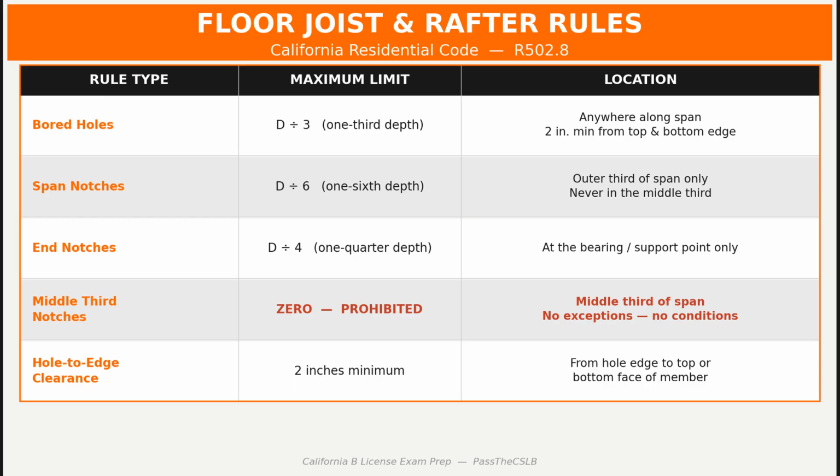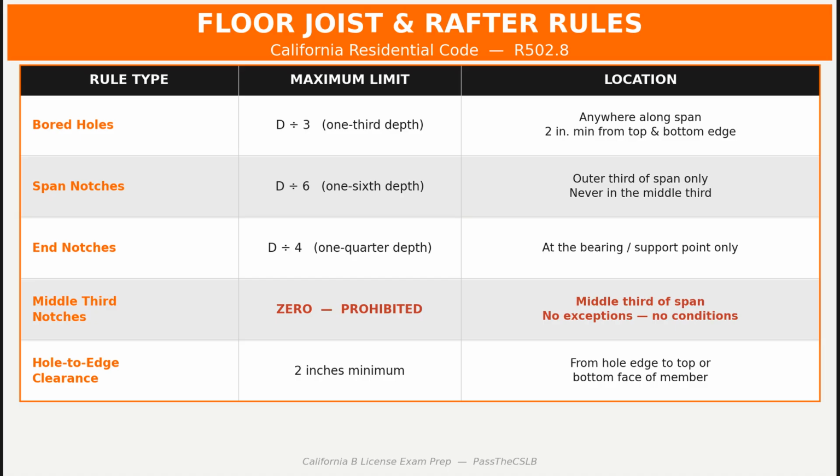This 5/8 inch clearance prevents splitting along the wood grain, a failure mode specific to holes drilled too close to the face of a vertical member. The grain runs the length of the stud, and a hole near the edge can cause a longitudinal split that propagates under load. There is an exception for larger holes.